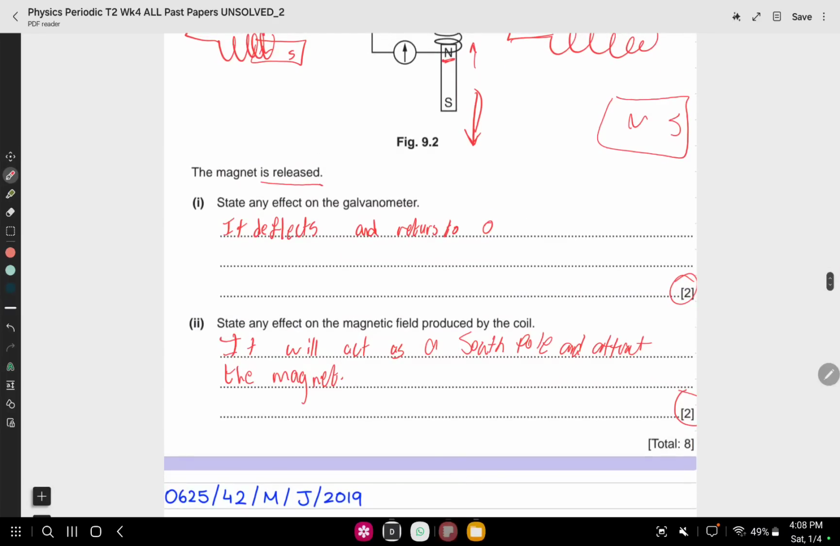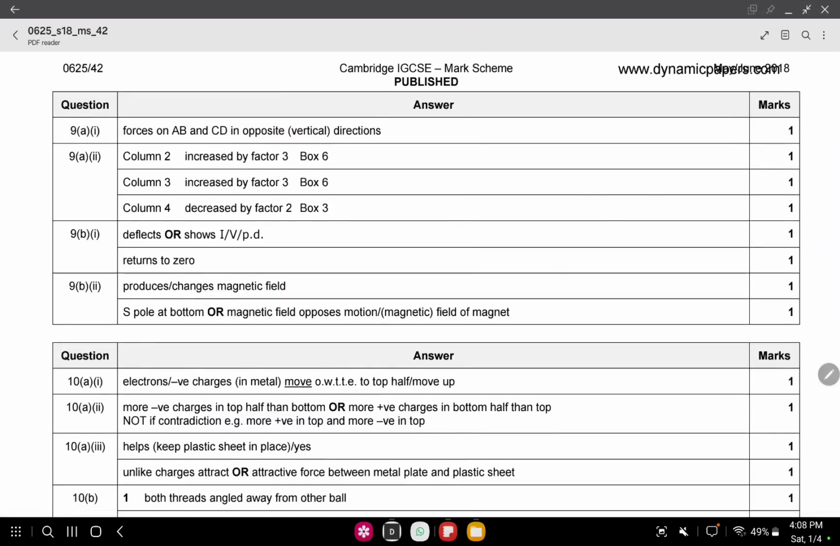Let's check our answer key. It produces a magnetic field, yeah, S pole at bottom. Okay, hold up.